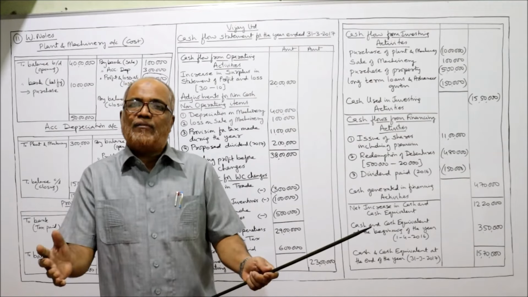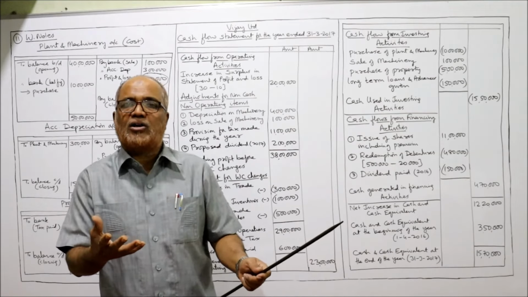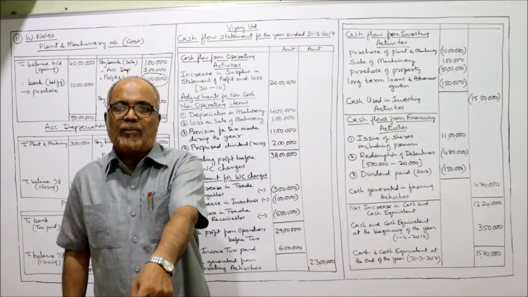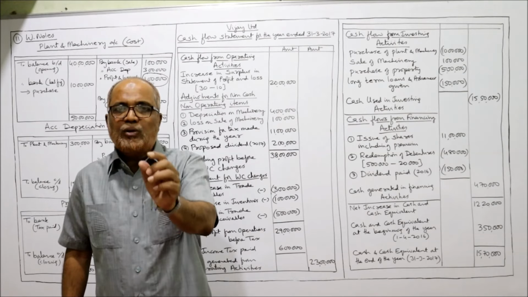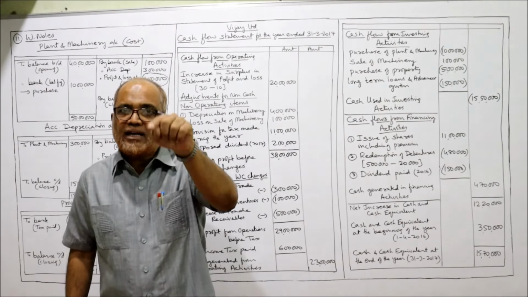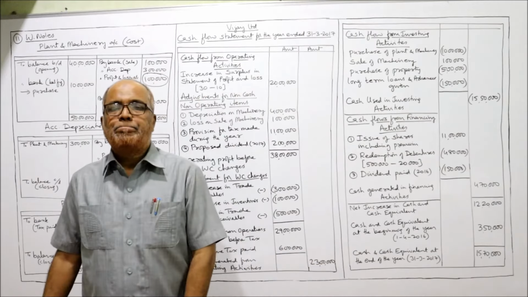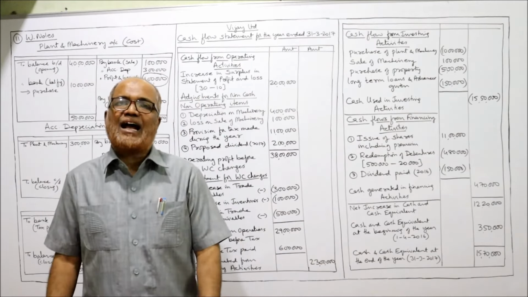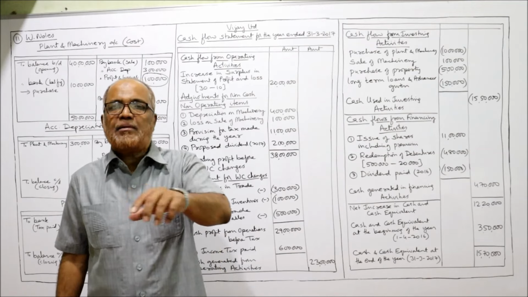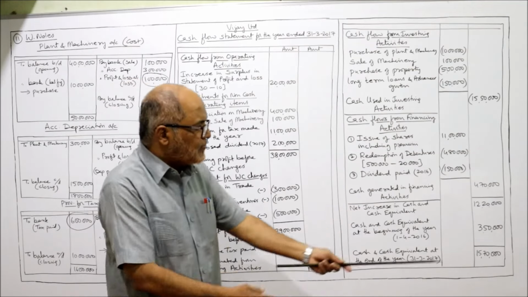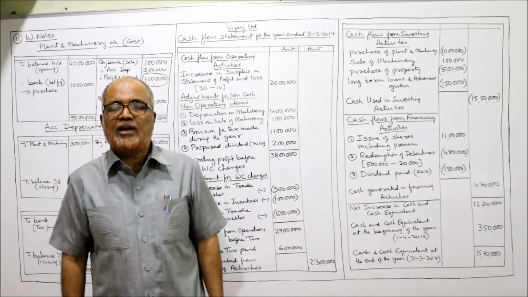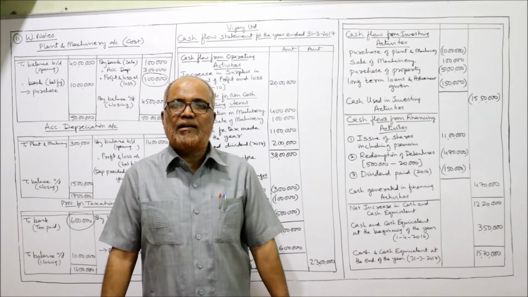Now you can confirm whether we have done correctly or not. See the balance sheet in the problem. In the balance sheet, you can see cash and cash equivalent current year 2017. It is 15.7 lakh. 15.7 lakh means 15 lakh 70,000. That means we got 15 lakh 70,000. Absolutely right. That means we have done correctly.